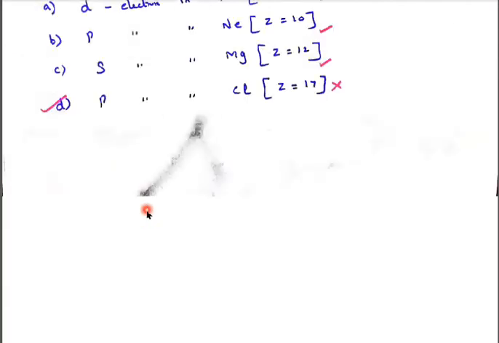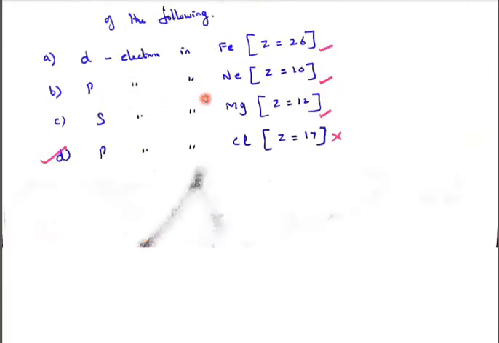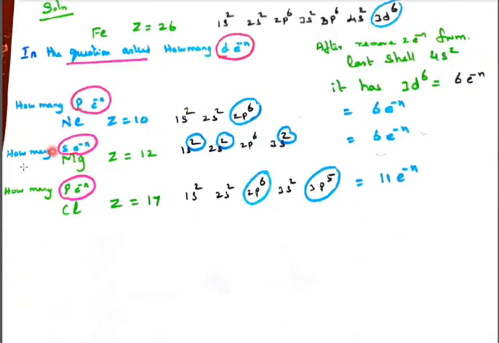Next option is s electrons in magnesium. So how many s electrons in magnesium? Atomic number is 12: 1s2, 2s2, 2p6, 3s2. Total of all the s electrons: here 2, here 2, and here 2. So totally 6 electrons in s orbitals.